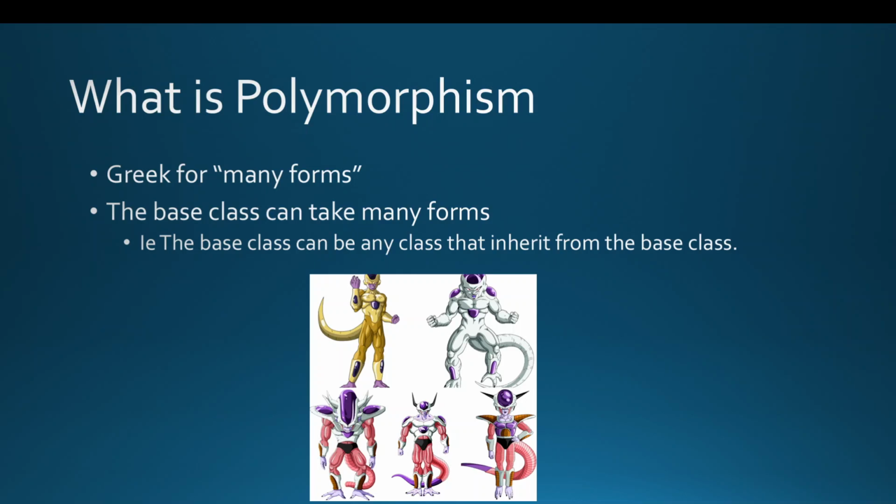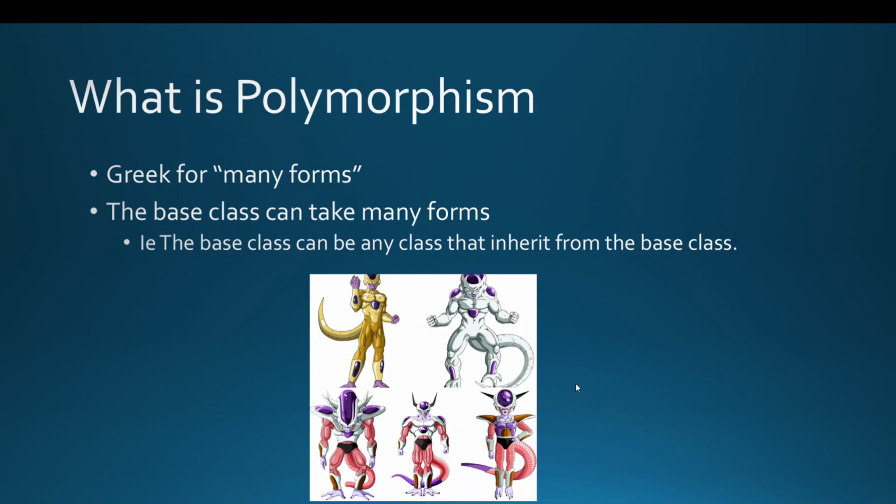Polymorphism means many forms in Greek. As the name suggests, it's a concept in object-oriented programming where the base class can take many forms, and these forms are the different classes that inherit the base class, the inherited classes. So as you see here, this is an example of having many forms.